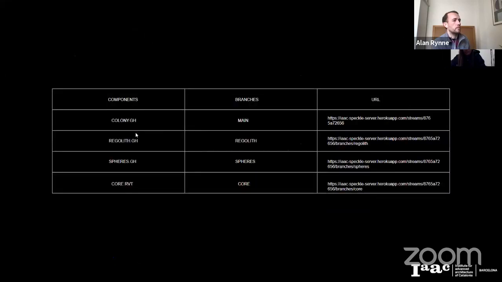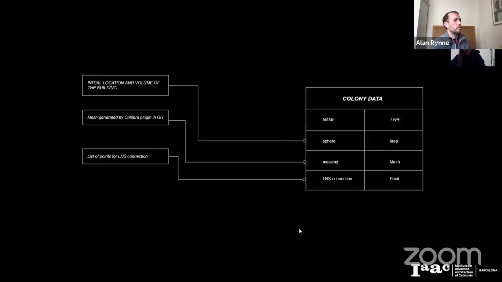So these are the streams. We have the main stream, which is the colony stream, and then the three major branches, namely regolith, spheres, and core. Talking about the colony stream, it's divided into three parts. One is the sphere, which represents the overall volume, then the massing of the project, and then the LNS connection. This data is received by all other groups on the main site.